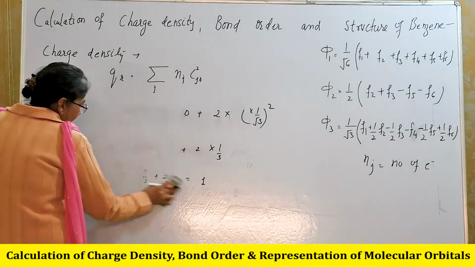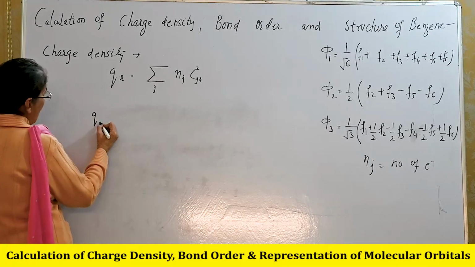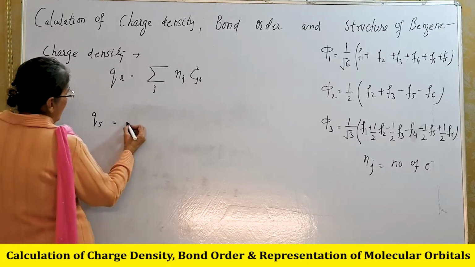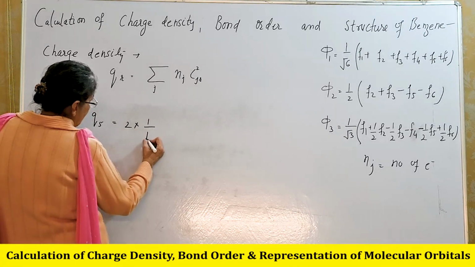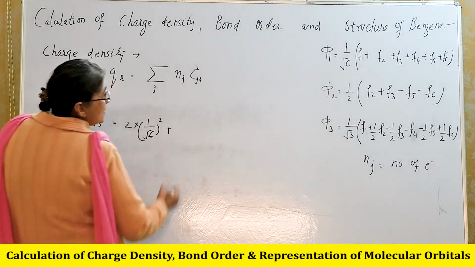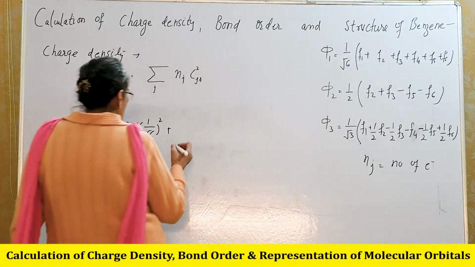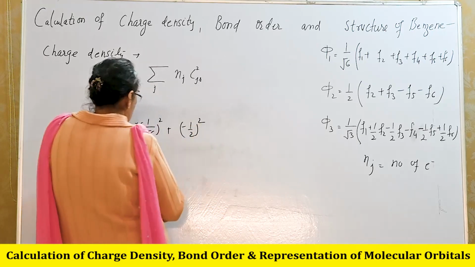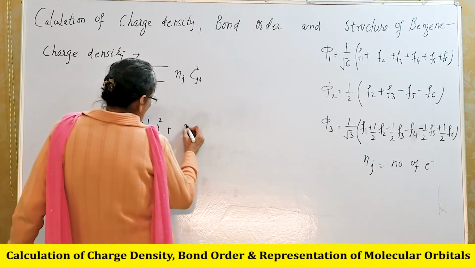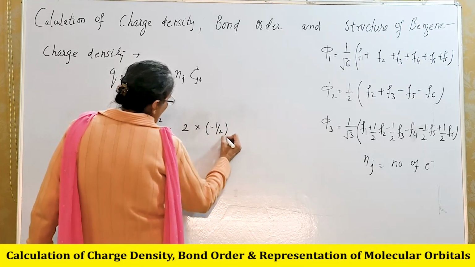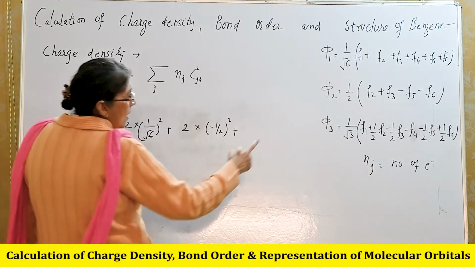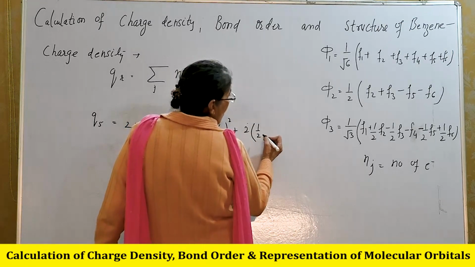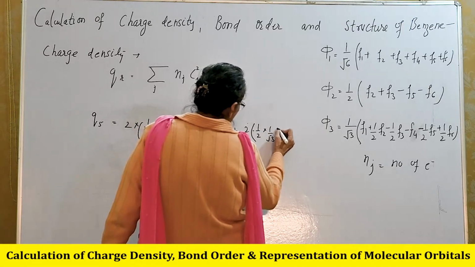Now for Q5, this is equal to J. For the first molecular orbital, it is (1 by root 6) whole square, plus (1 by 2) whole square, minus (1 by 2) whole square, plus 2 into (minus 1 by 2) whole square, plus 2 into (1 by 2 minus 1 by root 3) whole square.